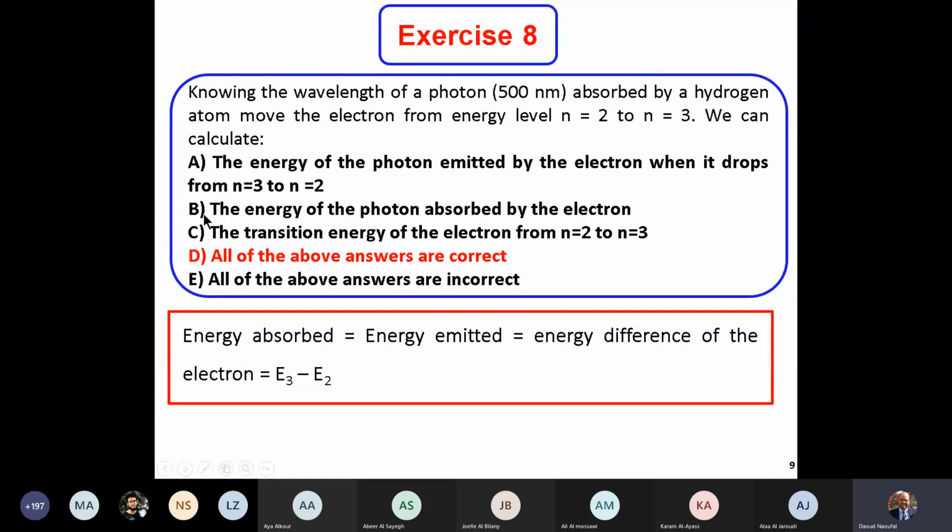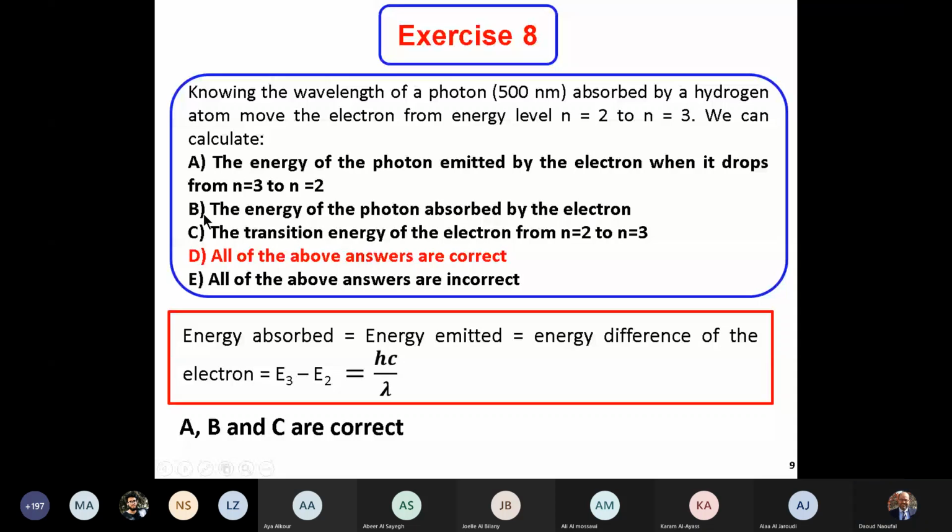B, the energy of the photon absorbed by the electron. Yes. The electron could not pass from lower to higher if the energy is not absorbed by the atom or by the electron. So the energy of the photon is absorbed. This is true. I prefer to say not by the electron, but absorbed by the atom, then the energy absorbed passes to the electron. So this is the same, but I prefer to use the energy of the photon absorbed by the atom. So B is correct.